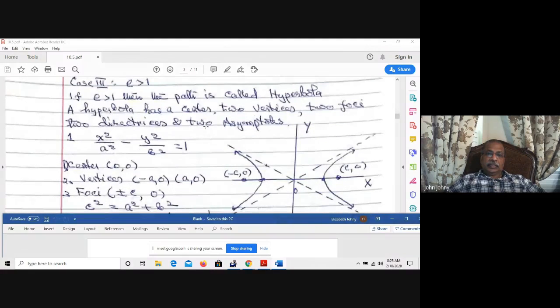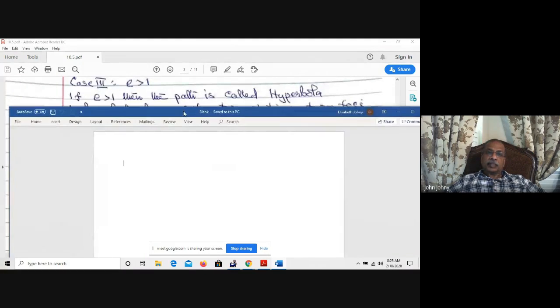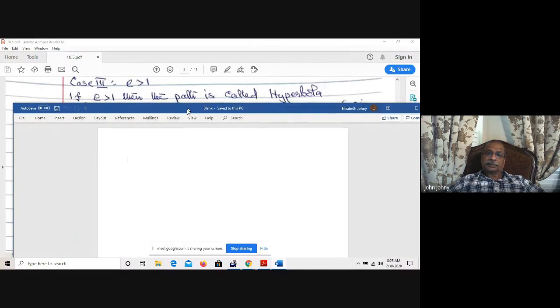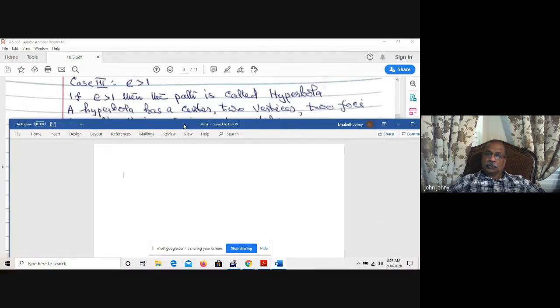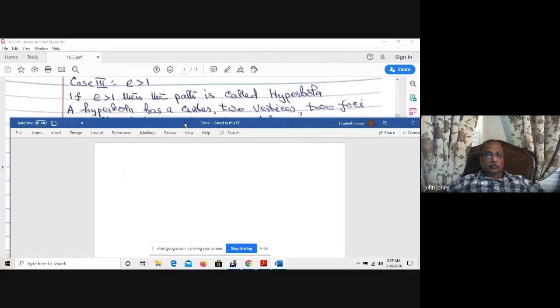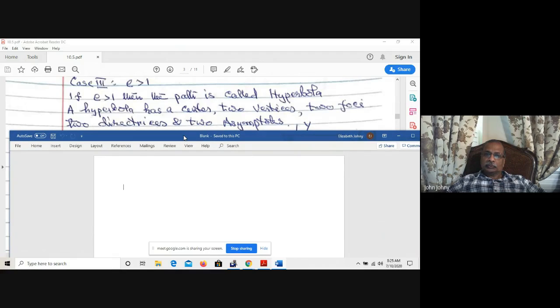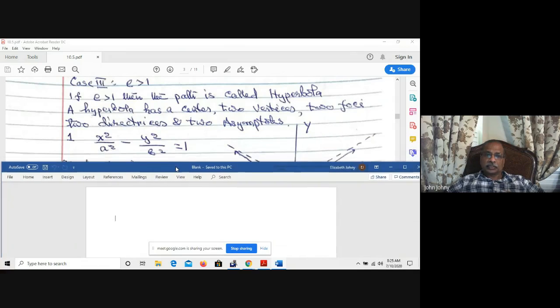Case 3. e is greater than 1. If e is greater than 1, then the path is called a hyperbola. A hyperbola has a center, two vertices, two foci, two directrices, and two asymptotes. We will discuss that in a minute. So just like the ellipse, it has a center, two vertices, two foci, two directrices, and in addition to that, it has two asymptotes.